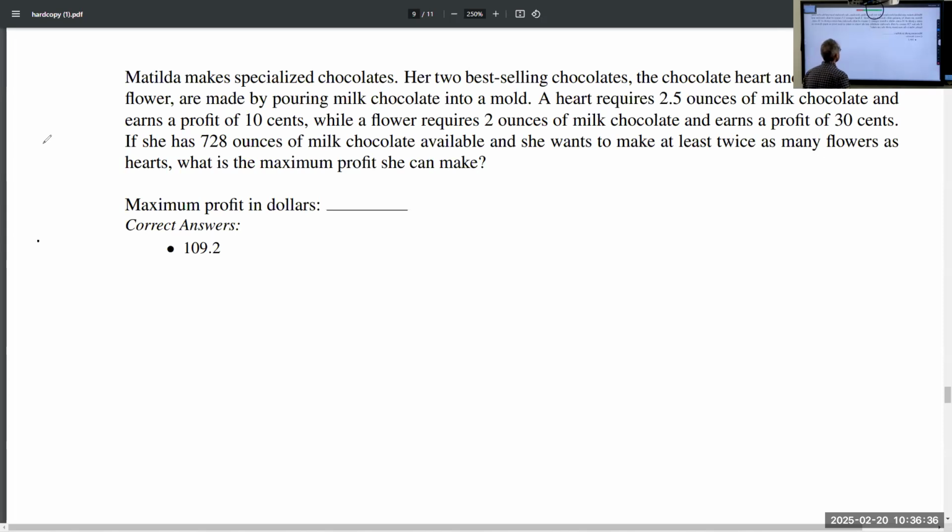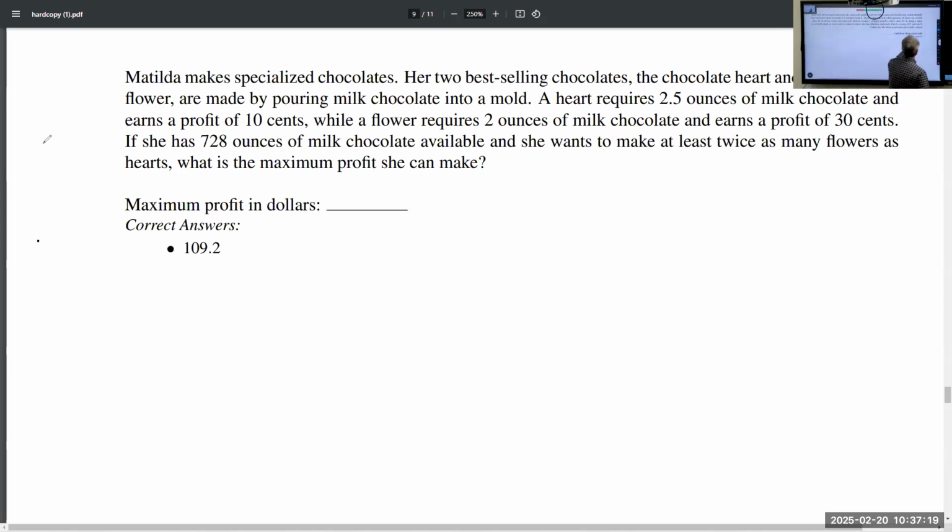Tilda makes specialized chocolates. Her two best-selling chocolates, Heart and Flower, are made by pouring milk chocolate into a mold. The Heart requires 2.5 ounces of milk and earns 10 cents profit, while the Flower requires 2 ounces of milk and earns 30 cents profit. Seems like we want to lean towards the Flower instead of the Heart. If she has 728 ounces of milk available and she wants to make at least twice as many flowers as Hearts, what is the maximum profit she can make?